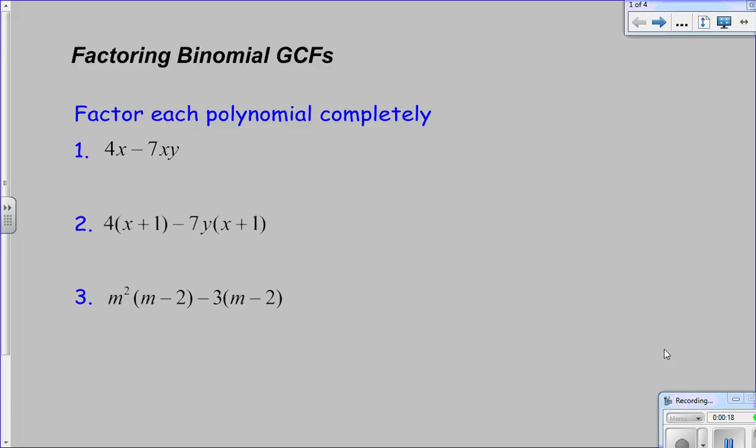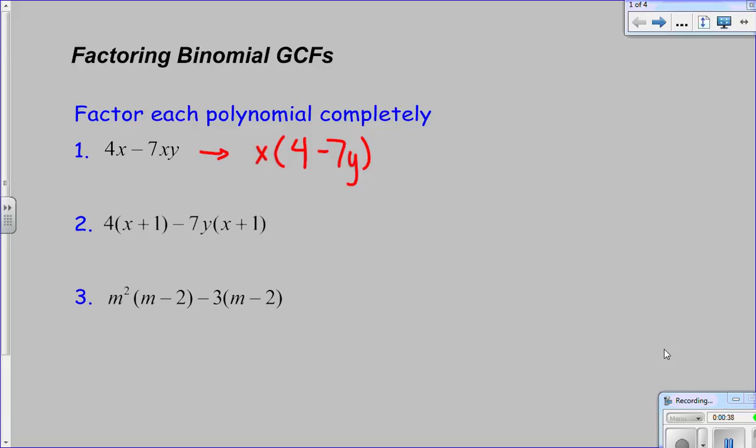In example 1, we'll notice that our common factor of 4x and minus 7xy is x. So we factor out our common factor, our greatest common factor, and that leaves us with 4 minus 7y inside of our parentheses. And that's what we learned in that first factoring lesson.